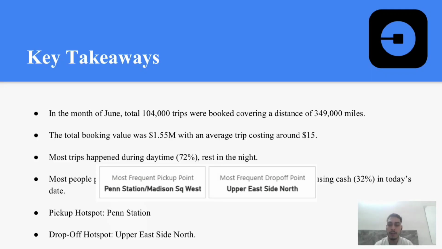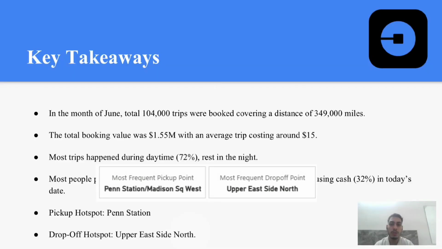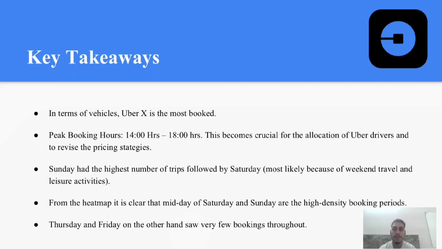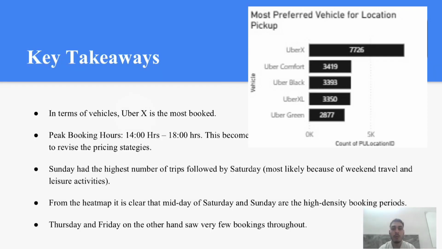And next is the drop-off hotspot. That is the most frequent drop-off point, which is Upper East Side North for the month of June. So moving forward, talking about the vehicles which were preferred and booked by people, we can see that Uber X is the most preferred and booked by most of the people.